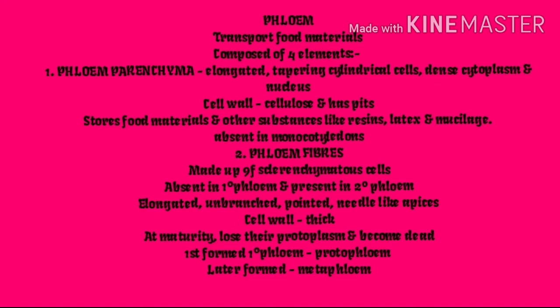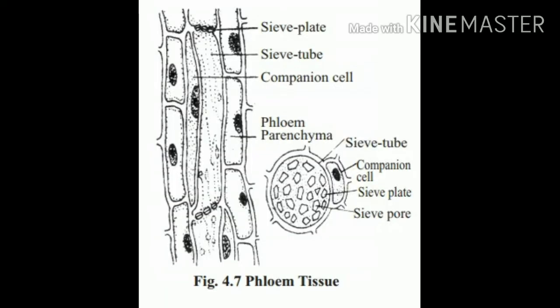it is absent in most of the monocotyledons. The next one is phloem fibers, which are bast fibers made up of sclerenchymatous cells, which are generally absent in primary phloem but are found in the secondary phloem. They are much elongated, unbranched, and have pointed needle-like apices. The cell wall is quite thick, and at maturity these fibers lose their protoplasm and become dead. The phloem fibers of jute, flax and hemp are commercially used.